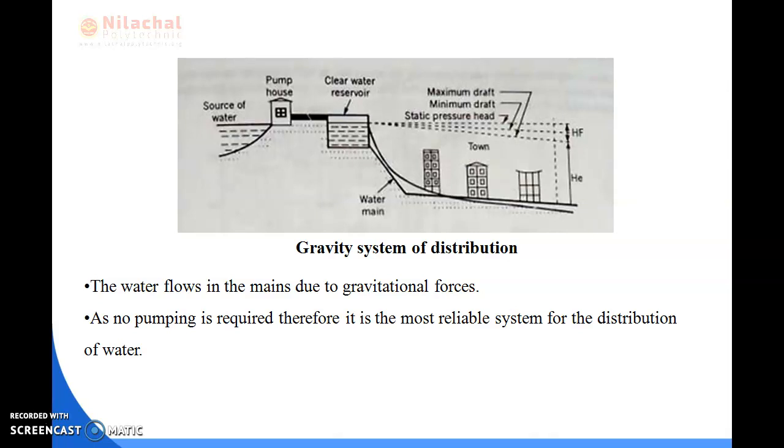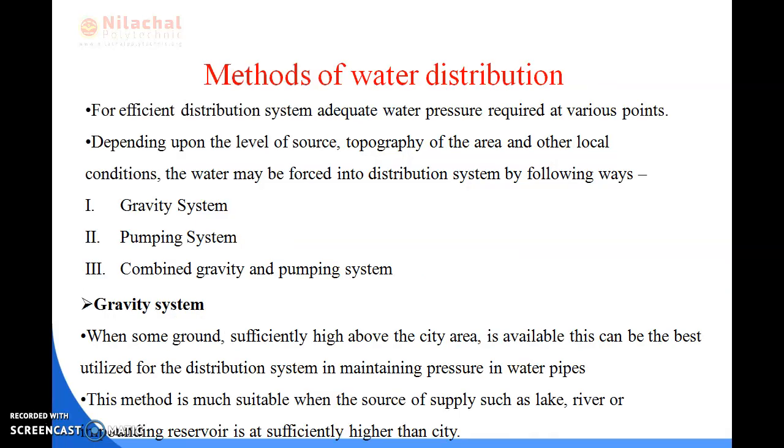Therefore, it is the most reliable system for the distribution of water. So, in the gravity system, if some ground is sufficiently high above the city area, in that place we have to use the gravity distribution system. This method is mainly suitable when the source of supply, that is lake, reservoir, rivers, oceans, is higher than the city. In that area we have to use the gravity system of distribution.